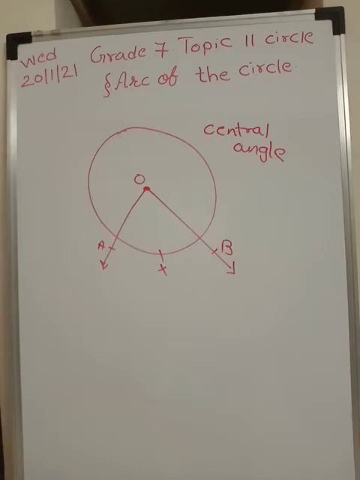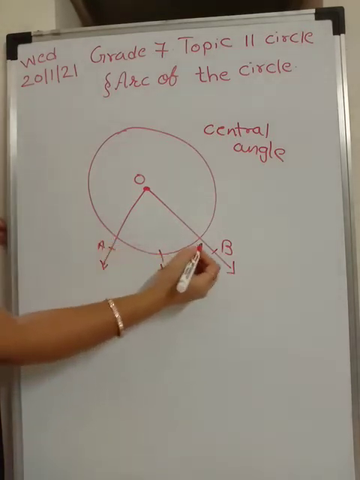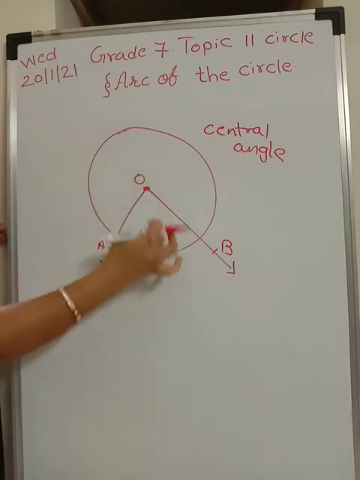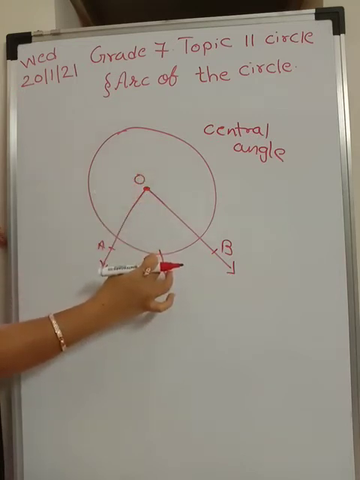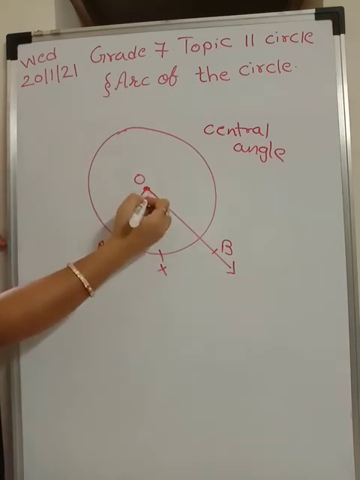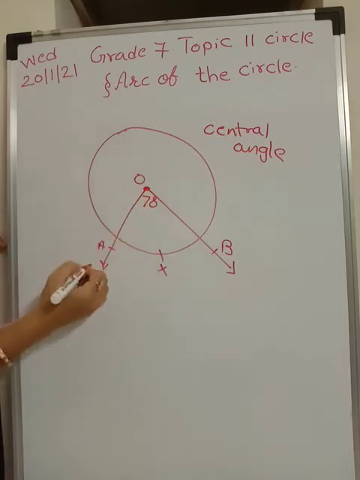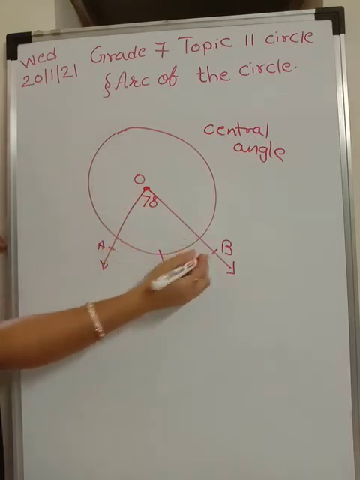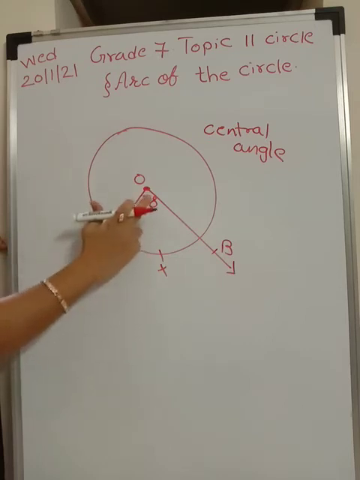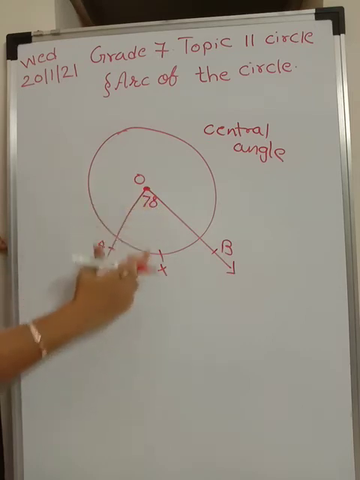Now this is the arc AXB, which is subtending this angle. This angle and this arc, there is a relation. The measure of this arc is the same as the central angle. If the measure of this angle is 70 degrees, the measure of this arc is also 70 degrees. So the minor arc corresponding to the central angle has the same measure.